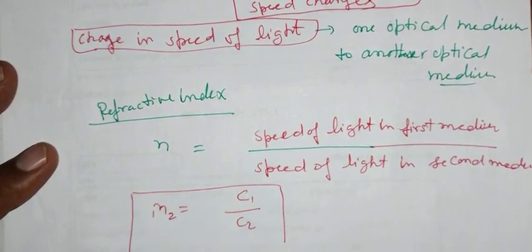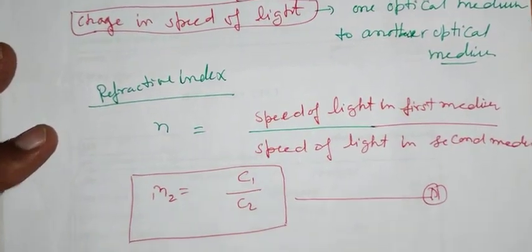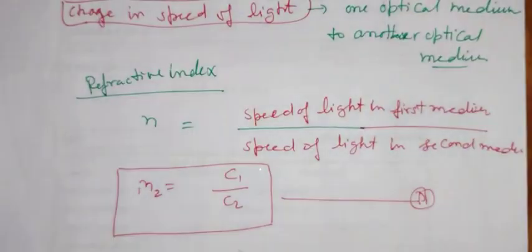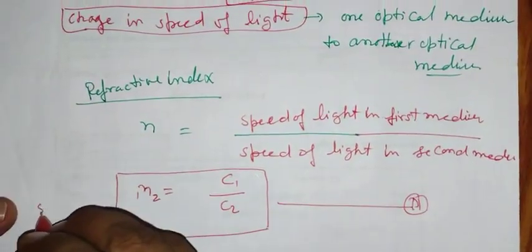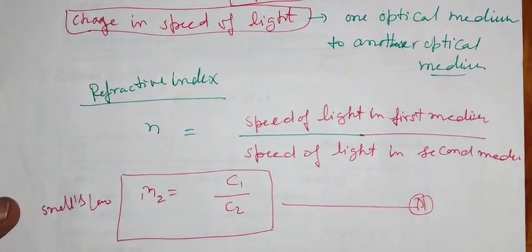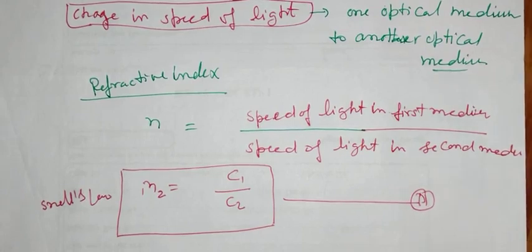So Snell's law can be written in this form also. Let this be equation number 2, and in the first case Snell's law is represented by equation number 1. So this is called Snell's law. This is all about the refraction of light.